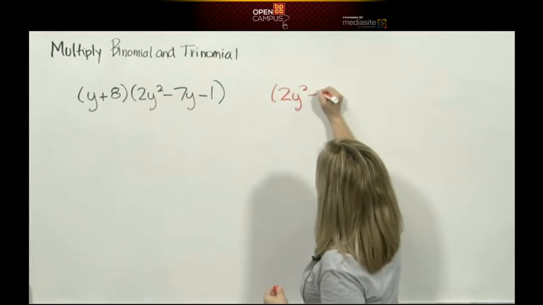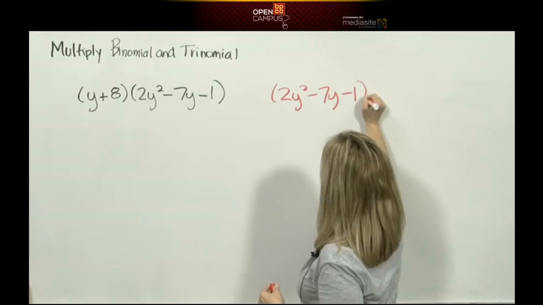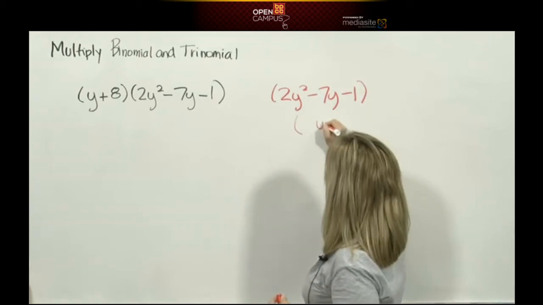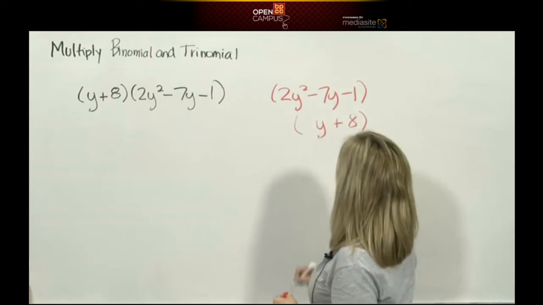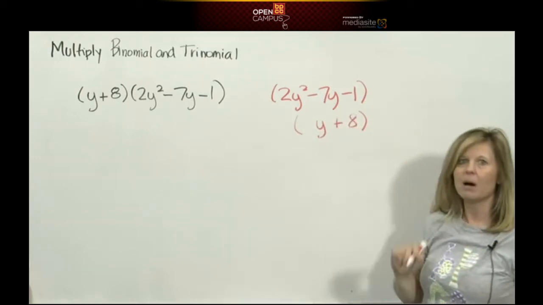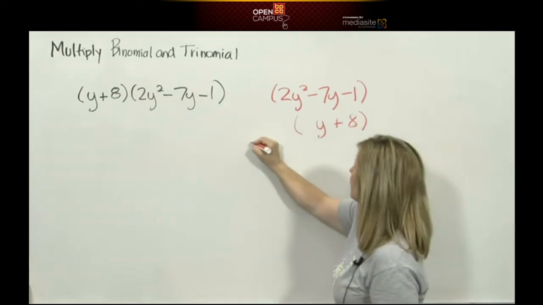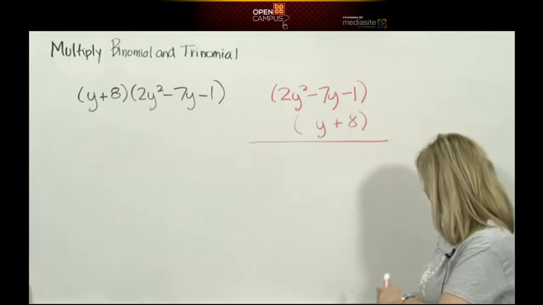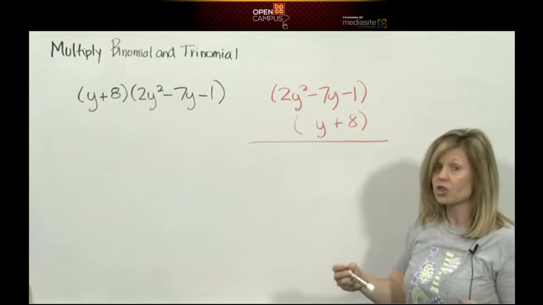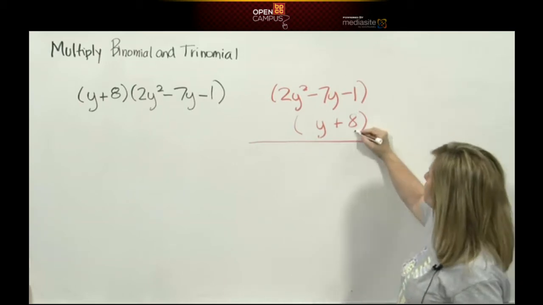2y squared minus 7y minus 1, and I'm going to multiply that to y plus 8. And I'm going to keep my polynomials in parentheses so I know I'm multiplying. Okay, I'm going to put my line. We know multiplying is just distributing. So we'll start with the ones place, the 8.